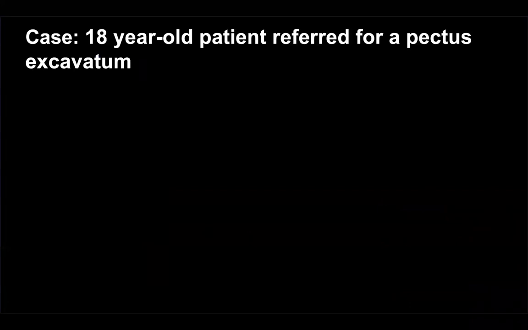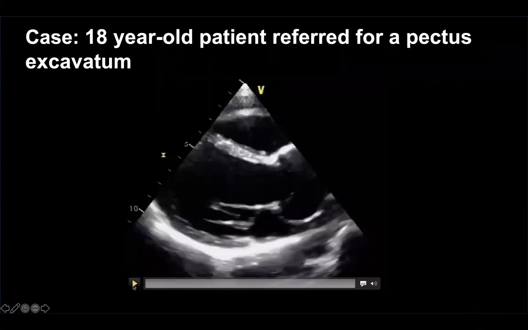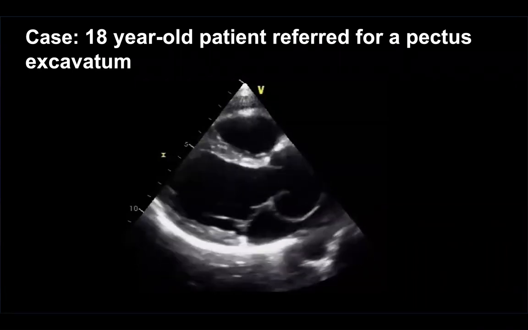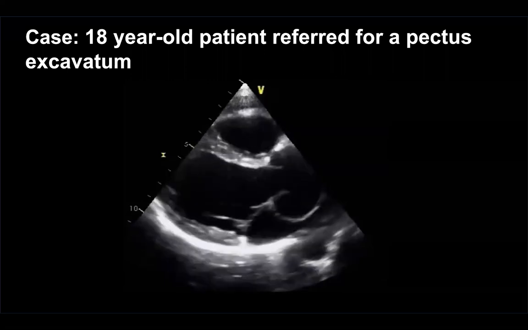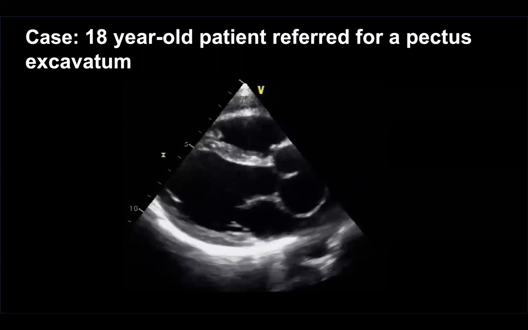So we're going to start with a case of why this might be important. It's a case of an 18-year-old patient referred because of a pectus excavatum. And this is the echo you obtain. And you can see when you do the echo that there's moderate to severe aortic root dilation or aneurysm. And now we have to decide what the heck do we do with this patient.